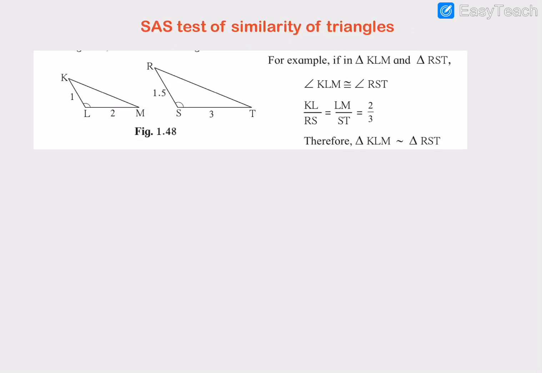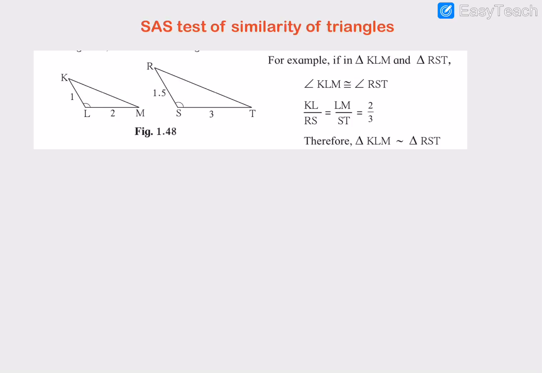The next one is the SAS test for similarity of triangles. SAS means side angle side. That is, between two sides there is an angle. So according to this test, for given corresponding vertices of two triangles, if two pairs of corresponding sides are given, you can see here two sides are given of this triangle and the corresponding two sides of the second triangle are also given. KL is given, RS is given, LM is given and ST is given. So two sides are given, also the angle between the two sides. You can see angle L is given, here angle S is given.